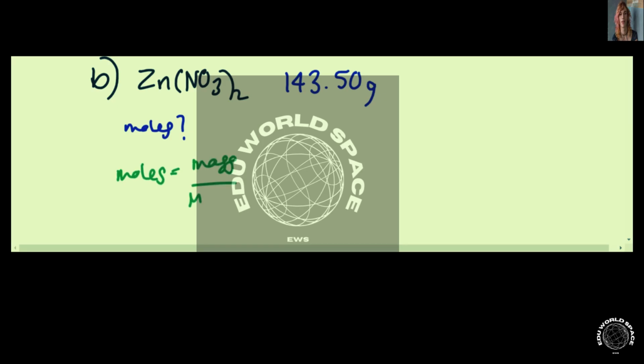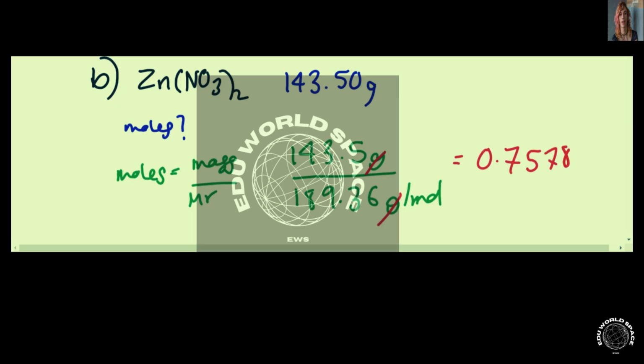We can figure out the Mr from the periodic table, and it should be 143.5 grams over Mr. I calculated using the periodic table, and it was 189.36. And if you notice, the grams cancel and show the root of mole, which is 0.7578 mole. Now moving on to the next part.